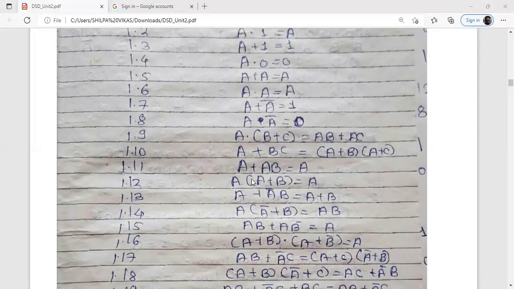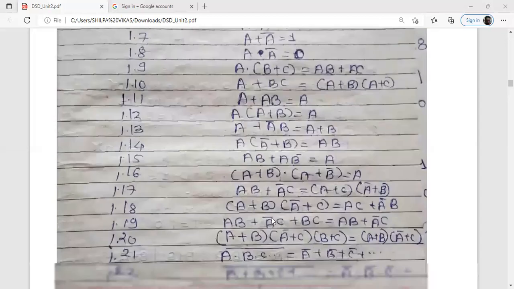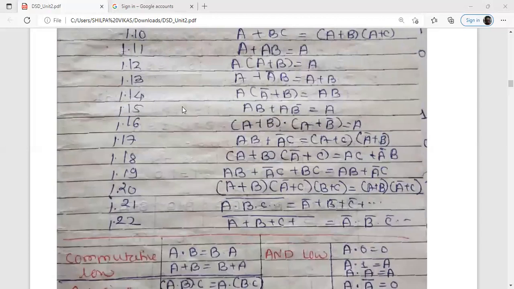A in the bracket (A plus B) is equal to A. A plus A bar B is equal to A plus B. These are a few equations, and there are more. Almost 22 equations are there in Boolean algebra, so the important equations are divided into different forms.